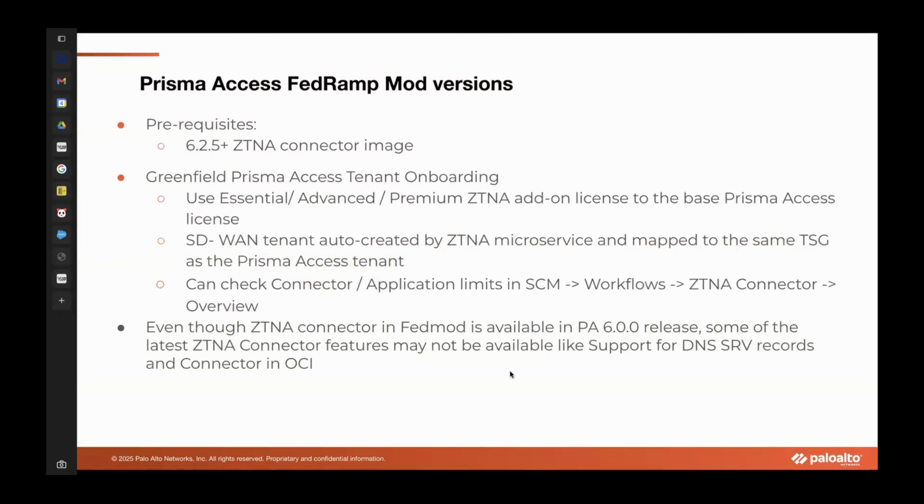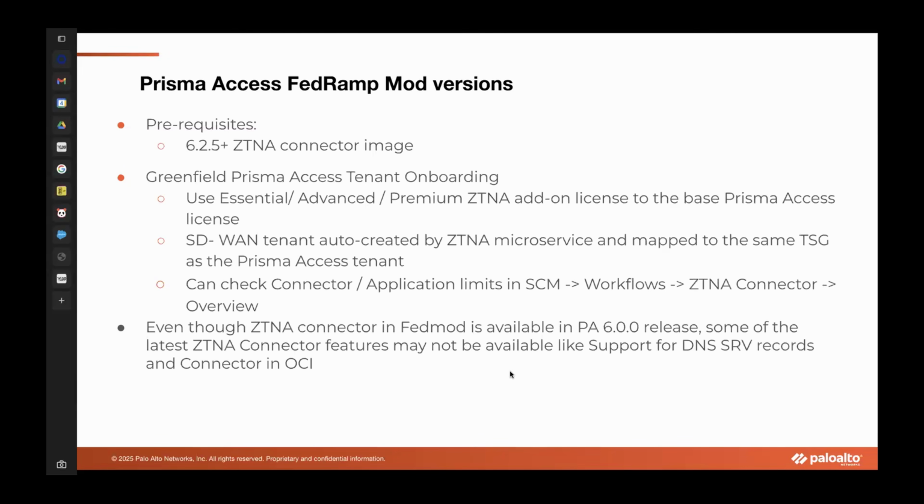And the next one is FedRamp mod version. So we support ZTNA connector in FedRamp mod. The prerequisites are having a 6.2.5 plus ZTNA connector image. So there is a specific image for FedRamp mod, which can be used. For Greenfield Prisma Access tenant onboarding, use essential, advanced or premium ZTNA add-on licenses to the base Prisma Access license. SD-WAN tenant auto-created by ZTNA microservices and mapped to the same TSG as the Prisma Access tenant. And you can check the connector application limits under Strata Cloud Manager Workflows ZTNA connector overview.